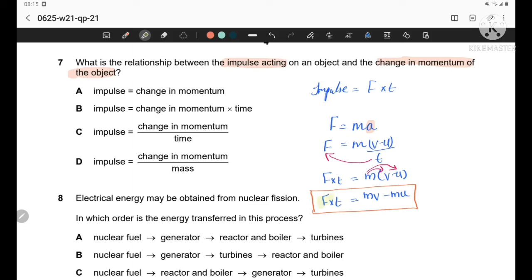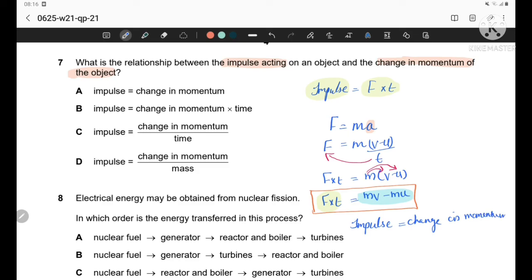Now look at the LHS. Force into time. What is force into time? That is nothing but impulse. We already know the equation of impulse. So at the LHS, F into t is nothing but impulse. So we can write impulse. Likewise, look at the RHS of the equation. There you can see mv minus mu. That is change in momentum. So instead of mv minus mu, we can write change in momentum.